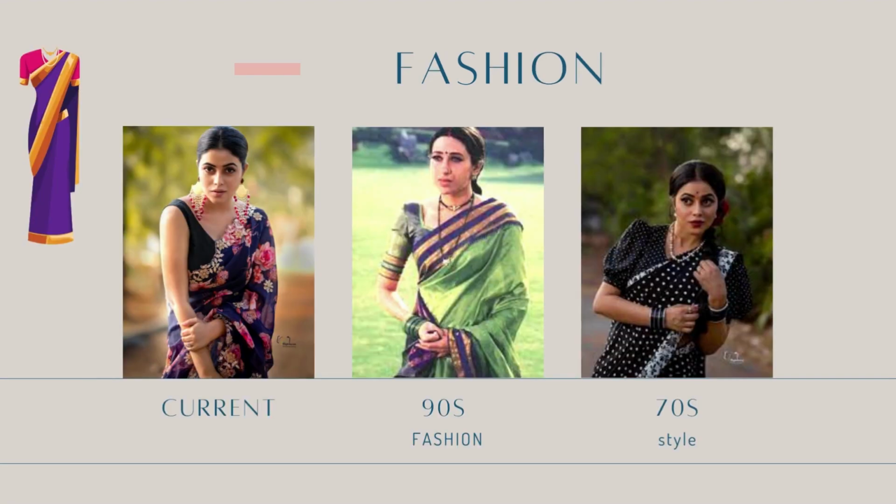Now, how is it different from fashion? Fashion is time bound, or it is related to time. For example, the fashion of saris now is different from how it was in the 90s. It is totally different from how it was in the 70s or the 80s. So, fashion is something related to time. Any style which is in trend now is the fashion.